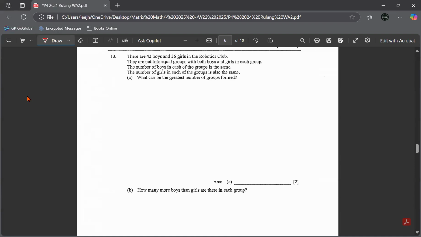What we are going to do is list out the factors of 42 and 36. So look at factors of 42 first. So it's 1 and 42, 2 and 21, 3 and 14, and the rest will be 6 and 7. No more. Okay. Now this is the boys. Now the girls, we have 36 girls. So I'm going to find the factors of 36: 1 and 36, 2 and 18, 3 and 12, 4 and 9, and 6 and 6.